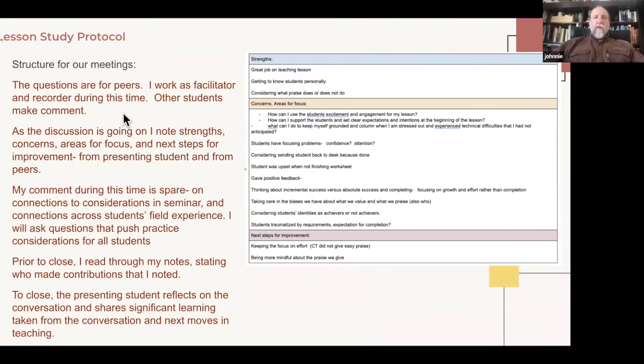The questions are for peers. So I back off. One way to think about this is I'm another colleague at the table. I'm less the supervisor and the evaluator. Actually, I'm not an evaluator in this case, but I'm listening at the table, and I really, really back off.